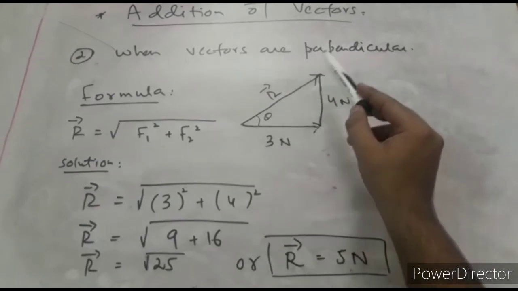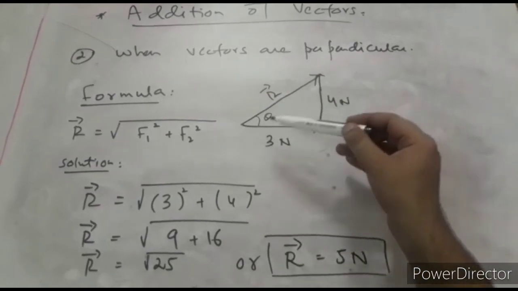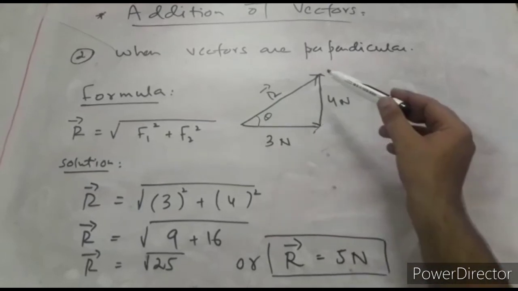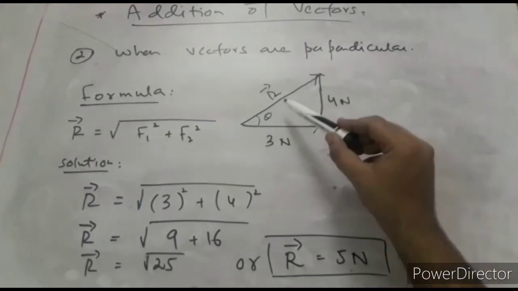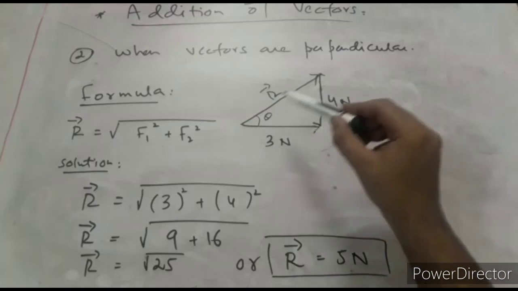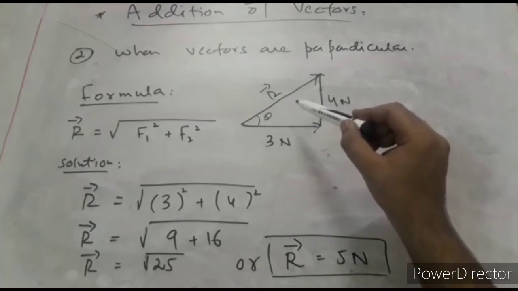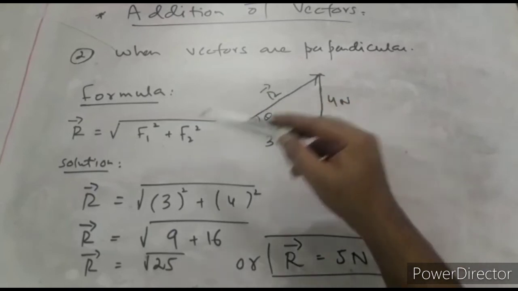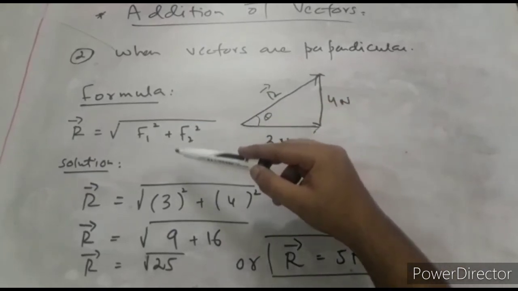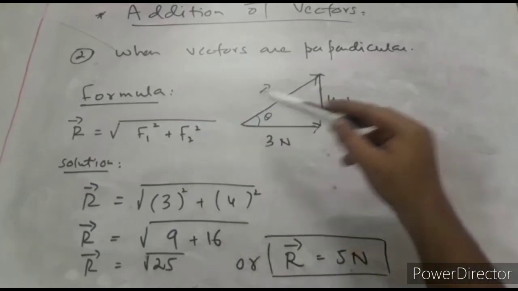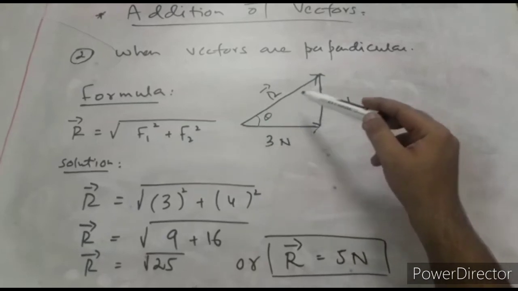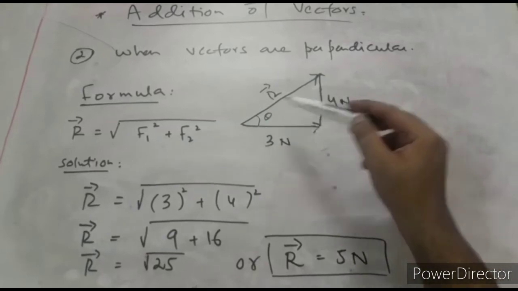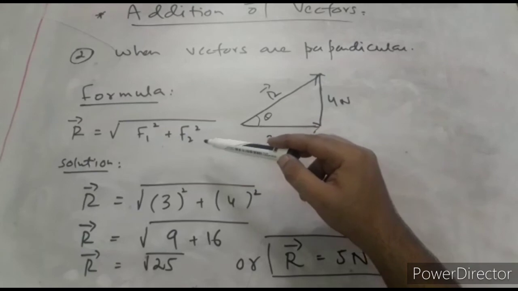In such a case, when vectors are perpendicular, first we have to draw the vectors like this, and then we draw the resultant vector like this. So we have a triangle over here. Okay, and for finding the value of this vector, we use this formula. We derived this formula from Pythagoras theorem. If we apply Pythagoras theorem on this right angled triangle, we will have this formula. Clear everyone?